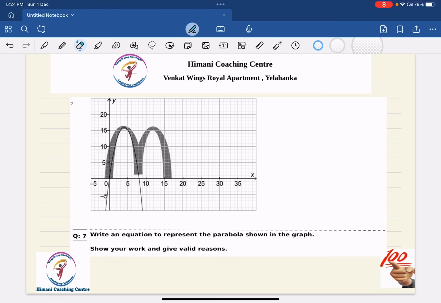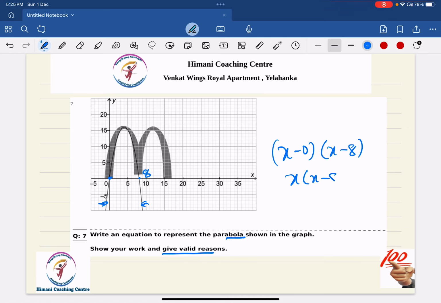Now let us look. It says write an equation to represent the parabola shown in the graph. Show your work and give valid reason. Parabola is this parabola, they have shown. Now can you see it is passing through 0, I mean at the x-axis 0, and this number is 8. So, what is the equation then? x minus 0 into x minus 8. Basically, x into x minus 8, or x square minus 8x, is the equation of the parabola.